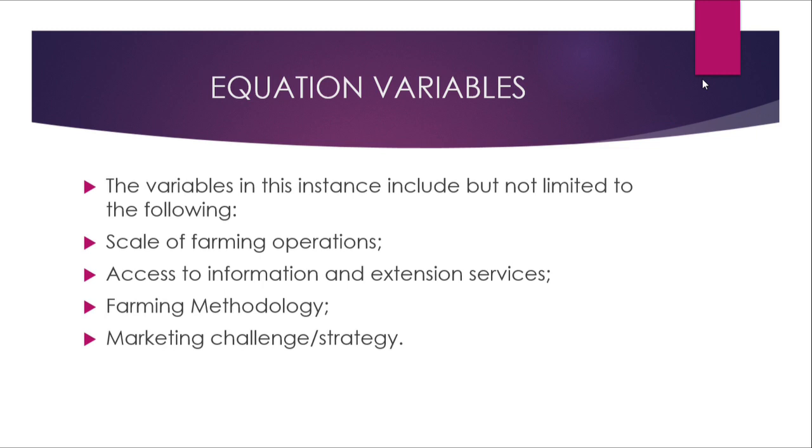Equation variables. The variables in this instance include, but are not limited to, the following. Scale of farming operation. You say you want to feed a city, and you are working on a plot of land. How is that reasonable? That is not achievable. Even if you are doing vertical farming, you still have to enlarge your scale. So our scale of operation must be looked into. If we want to feed the world, then we must expand our scale. We must increase our production.